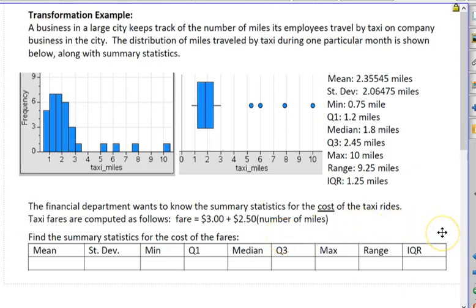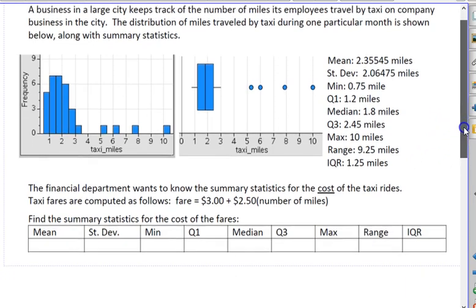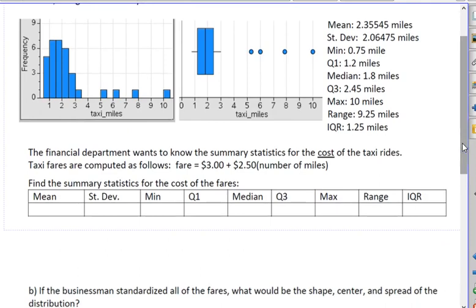Now, given the summary statistics here for the number of miles traveled, how would the summary statistics change if instead we were looking at the data for the cost of each of these taxi rides? Theoretically, you don't know what the data values are, but if we took each one of these data values and computed the fare for that number of miles, how would the summary statistics change? It might be a good idea to pause the video and think about that for a minute, maybe look back at your notes and see if you can figure out specifically the mean and standard deviation.